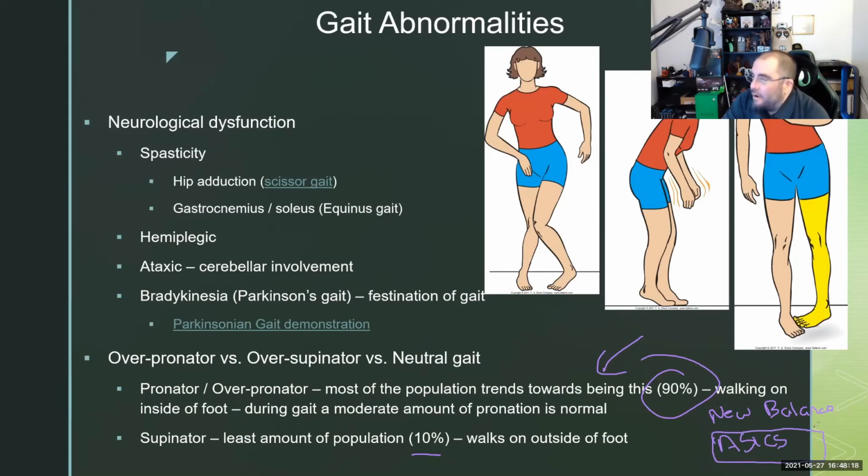What can be a quick check to see if you're an overpronator or an oversupinator? What could you look at? Your shoes. Yep. So let me hold on, I can run it. Oh, ow. Oh yeah. Here we go. Here's one of my old pairs.